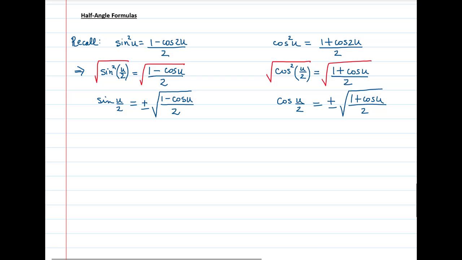Now it's worth noting here that the sign on the sine of half angle and cosine of half angle, the plus or minus, has to be one or the other. That's going to be determined by the quadrant in which the half angle lies. Not the u, but the u halves.